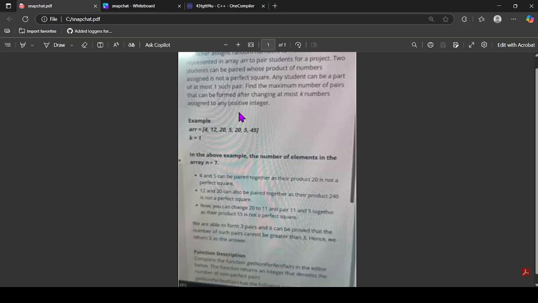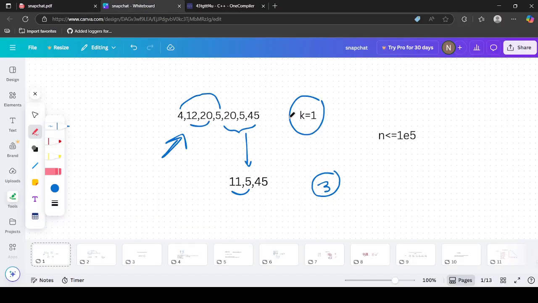So we can change at most k numbers to any numbers, and finally we have to return the maximum number of pairs we can select. Maximum number of students we can pair. The constraints are n is up to 10^5. So let's discuss how we can do this.